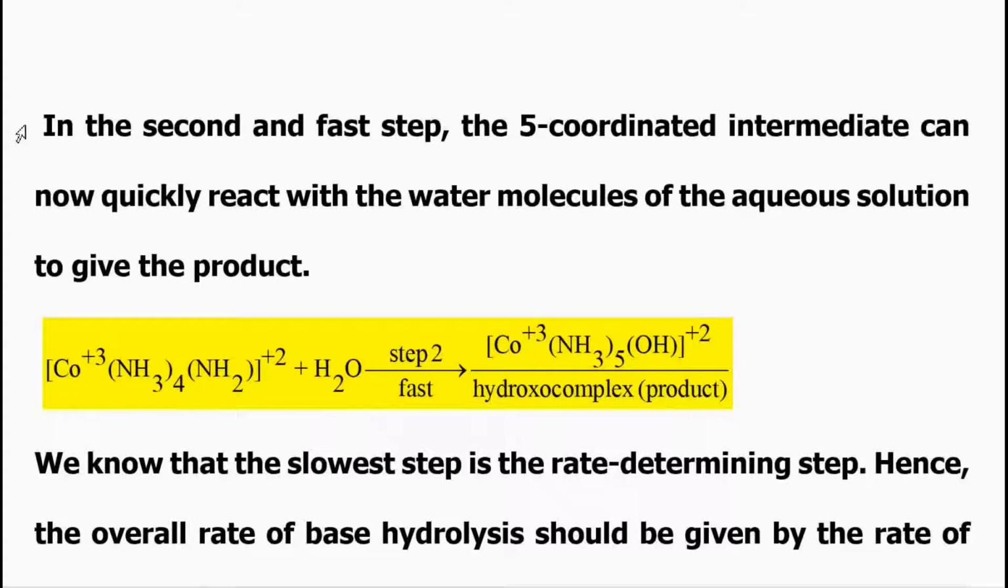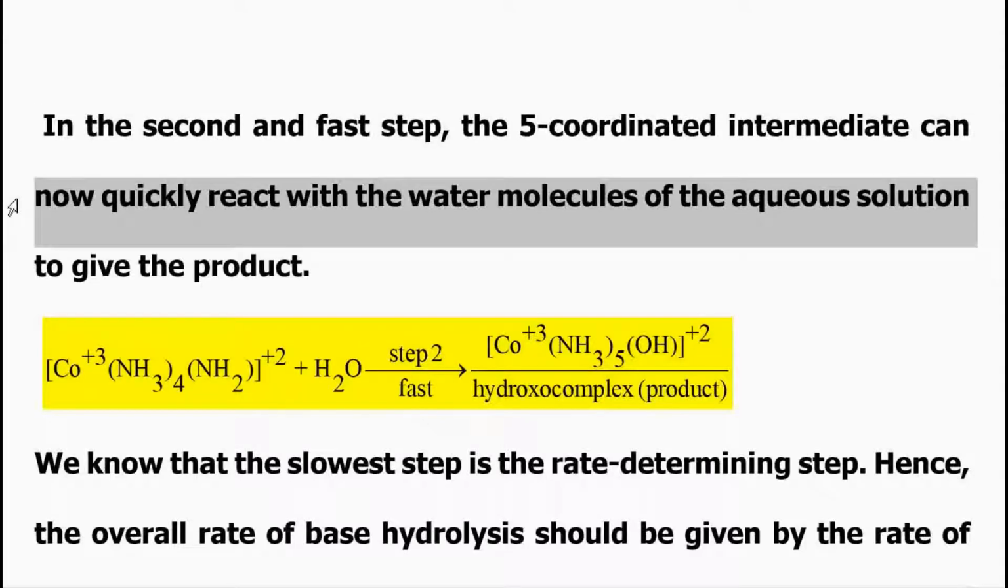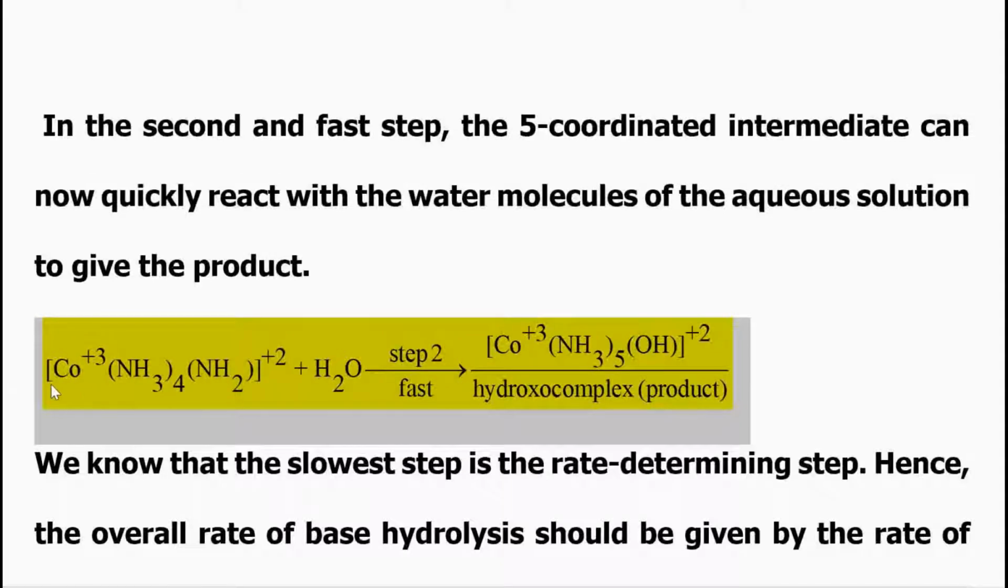Then in the second step, the 5-coordinated intermediate which was formed quickly reacts with the water molecules from the aqueous solution, that is the solvent as water, to give the product. See, you have the conjugate base and then it reacts with a water molecule. In this second step, that is the fast step, it takes up a proton to give [Cu(NH3)5] and then OH minus, and the charge remains plus 2. So this becomes your product of the base hydrolysis.